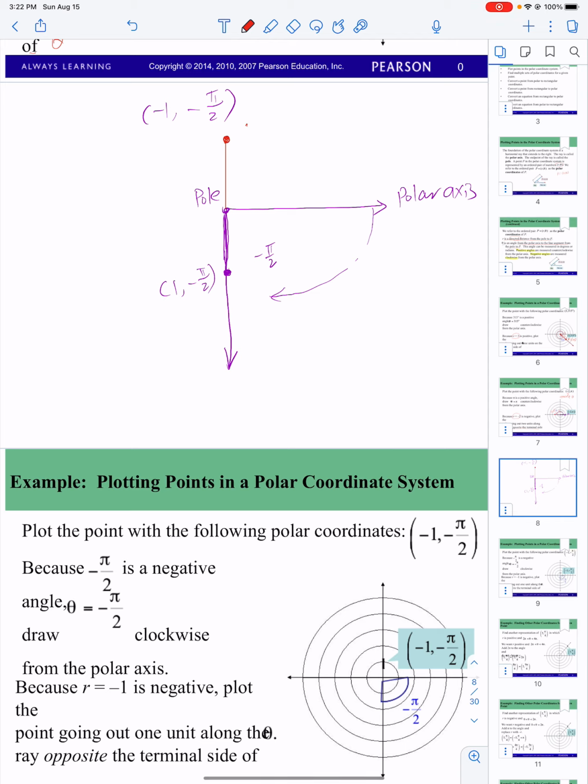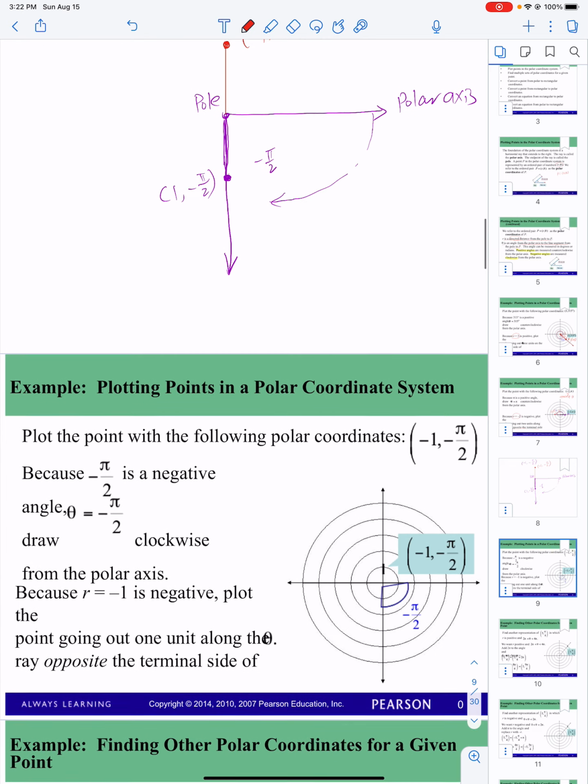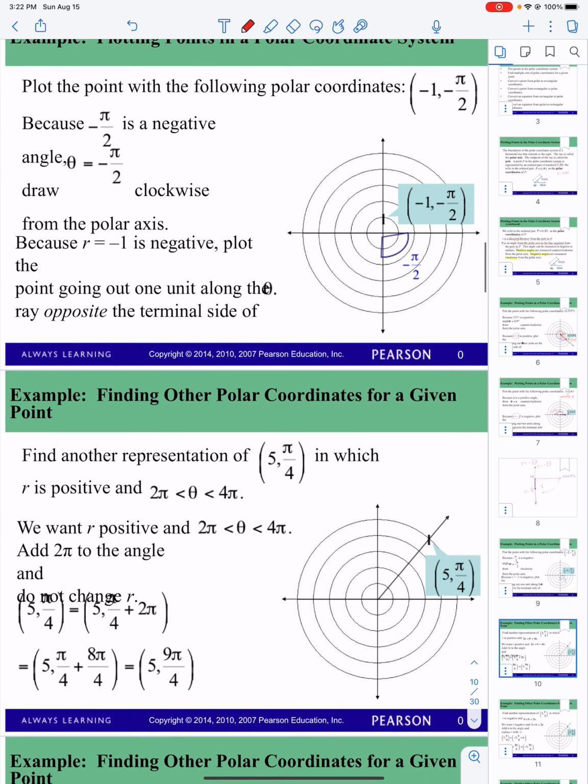Okay, so here it will be -1, -pi/2. You guys clear? So this will be the definition and how you draw this picture. Because the picture does not look so good here, I wanted to draw a good one for you.